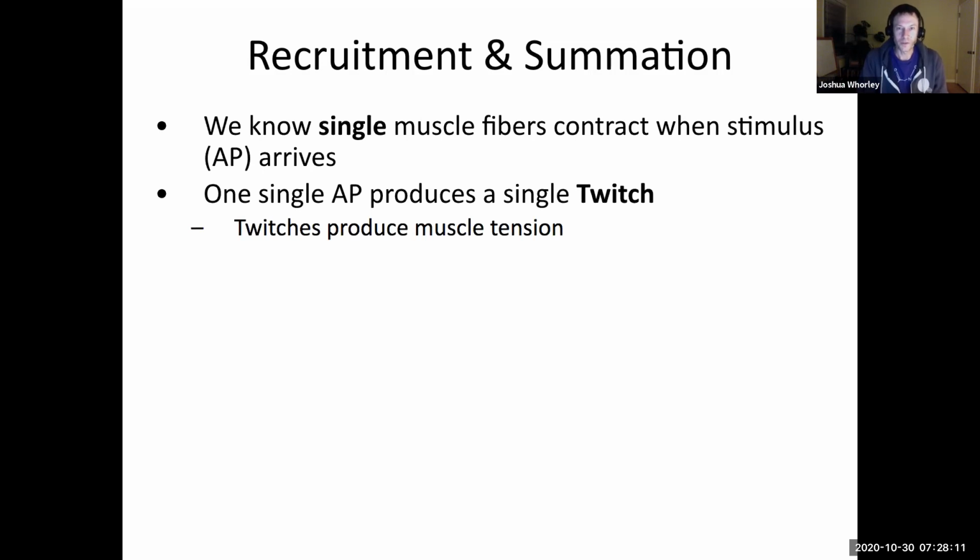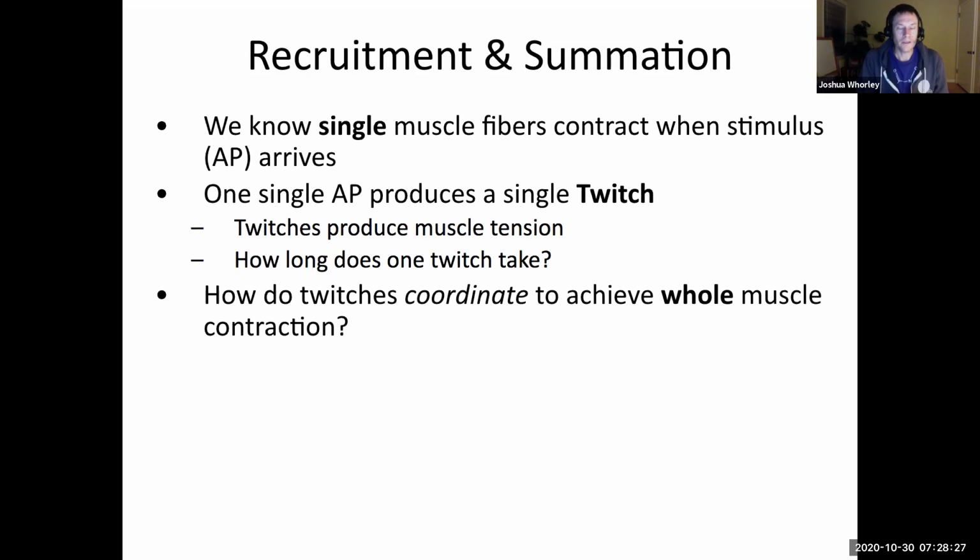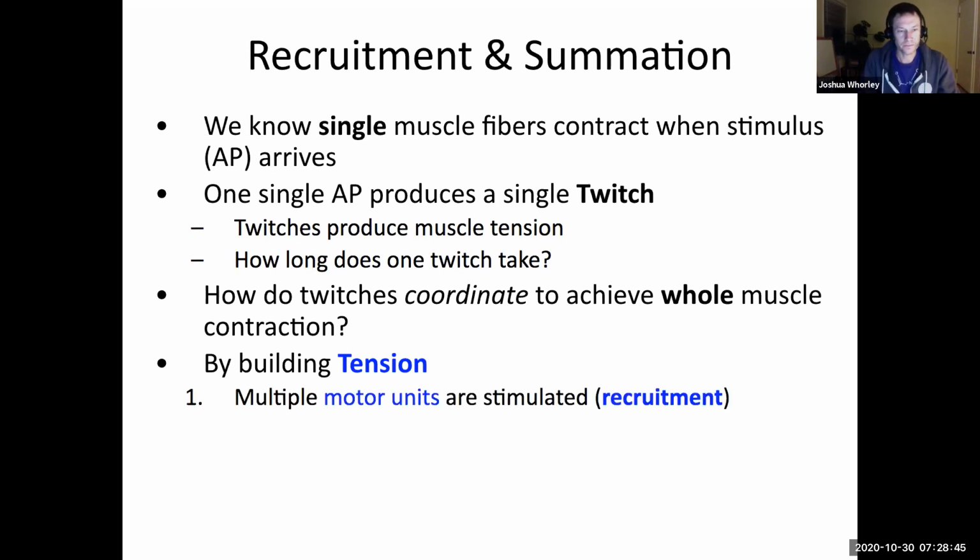And we know those twitches produce whole muscle tension. So remember how long one twitch takes, at least on average. What did we see on that last myogram about how long does one twitch take? So hopefully you said about 40 milliseconds. So how do these twitches coordinate? They have to coordinate across muscle fibers and across fascicles, right, to get a whole muscle to contract. And they do that by building tension, not just producing their individual little tension blips, but by stacking that tension on top of each other. So they do this in two ways.